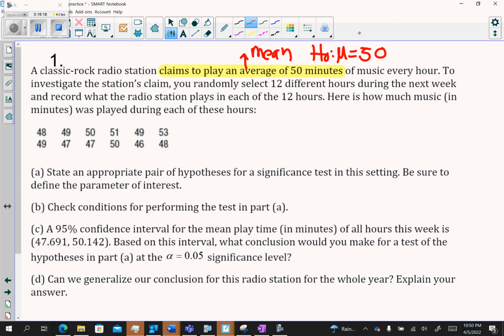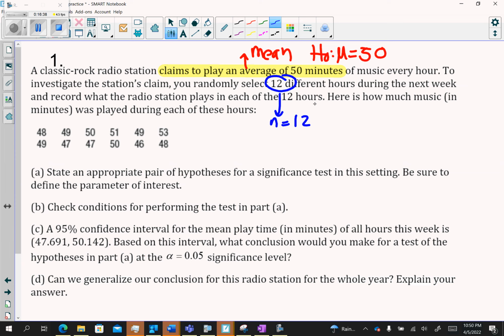And that's probably going to be the null hypothesis, okay? To investigate the station's claim, you randomly select 12 different hours during the next week. All right, so it sounds like that's going to be the sample size, 12. And it was randomly selected. And record what the radio station plays in each of the 12 hours.